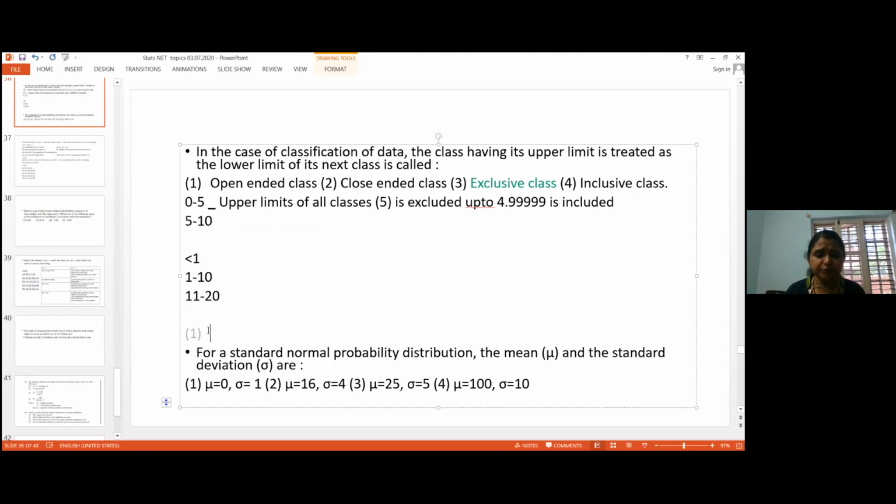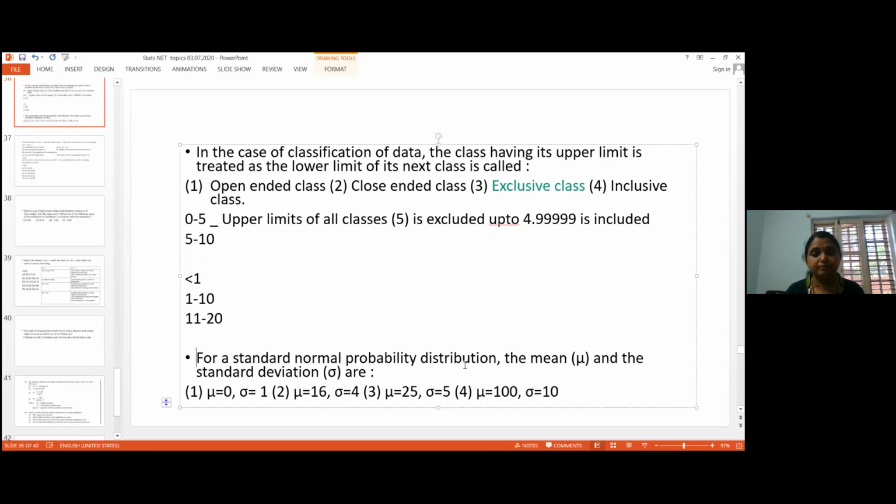Then proceeding to the next one. For a standard normal probability distribution, mean mu and standard deviation sigma are obviously this one, you can learn it by heart. It is also indicated as N(0,1). This is an indication of a z distribution.